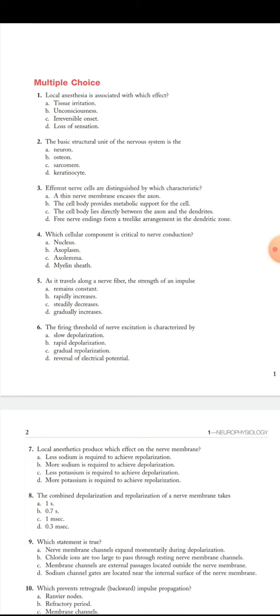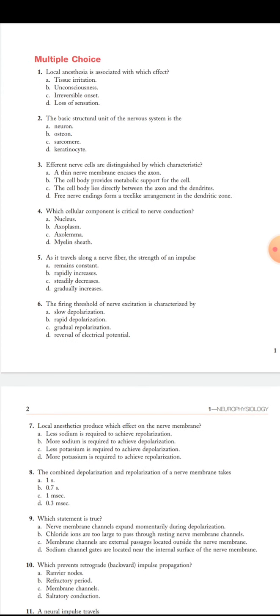Question number 8. The combined depolarization and repolarization of a nerve membrane takes A. 1 second. B. 0.7 second. C. 1 millisecond. D. 0.3 millisecond.